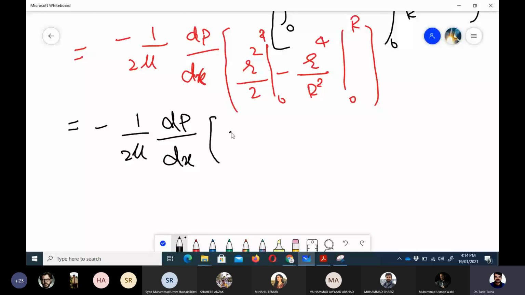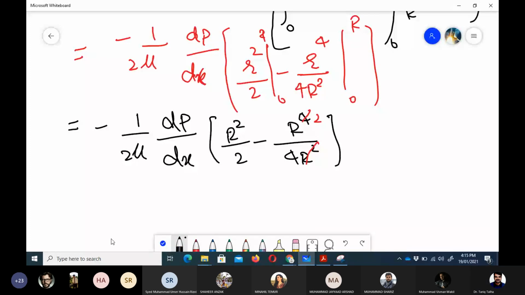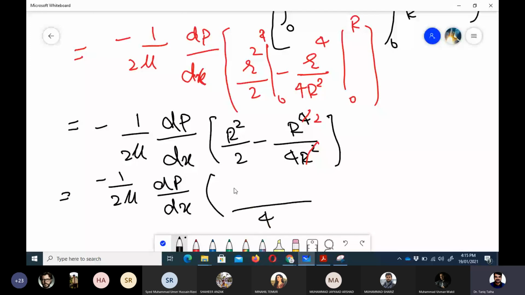I think you haven't spotted a mistake. It should be r square here, so it should be r square by 2 minus, if we put the limit, r to the power 4 divided by 4 r, so it means minus 1 upon 2 mu dp by dx. Here we would have 2 r square minus r square.